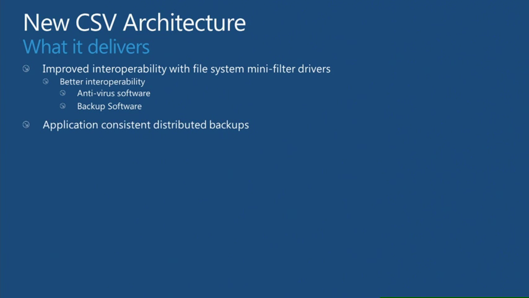A huge win in 2012 is application consistent backups. So essentially, imagine you have 100 VMs sprawled over all 64 nodes of your cluster. You can kick off a snapshot on any node in the 64-node cluster, and we are going to do the work to ensure that you have an application consistent backup.